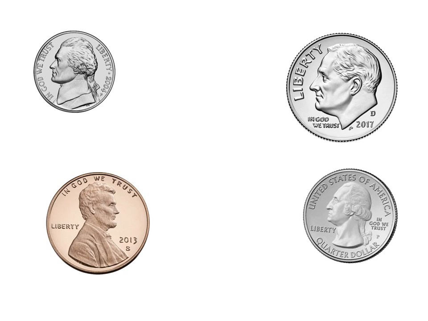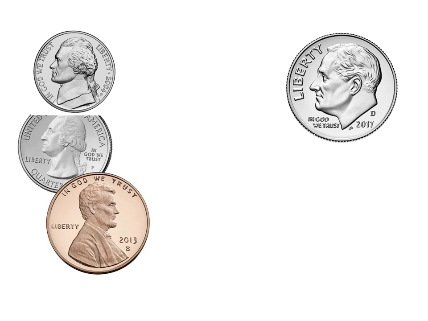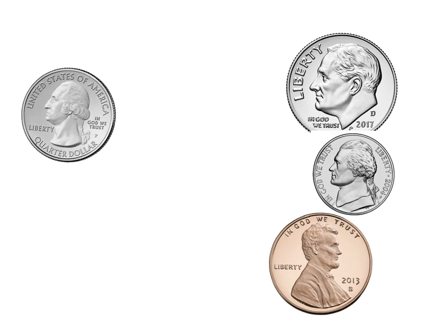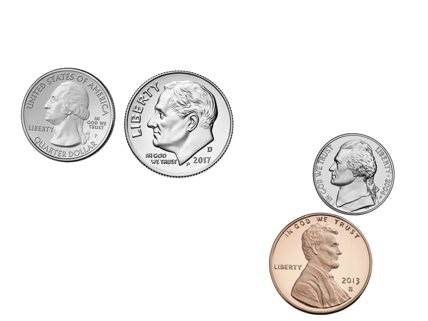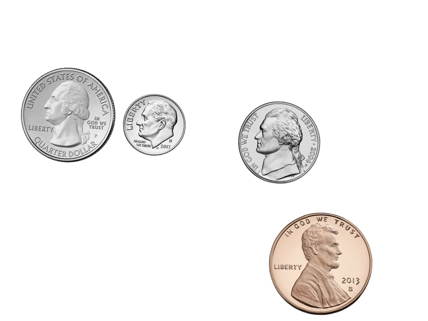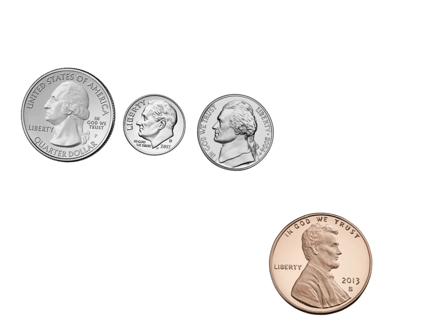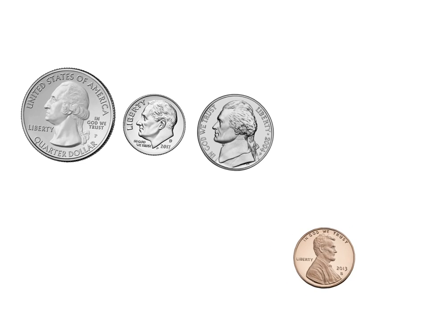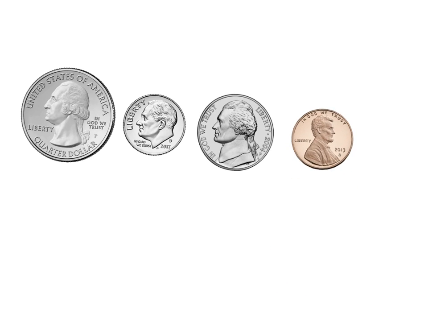Now, if we were to order these from greatest to least, first, we would have our quarter. Our quarter is our largest coin that we have. Next would come our dime. It is the smallest coin we have in size, but is our second largest in value. Then comes our nickel and our penny.